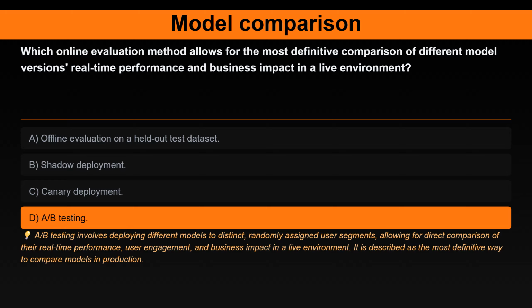The correct answer is A/B testing. Here's the explanation. A/B testing involves deploying different models to distinct, randomly assigned user segments, allowing for direct comparison of their real-time performance, user engagement, and business impact in a live environment. It is described as the most definitive way to compare models in production.